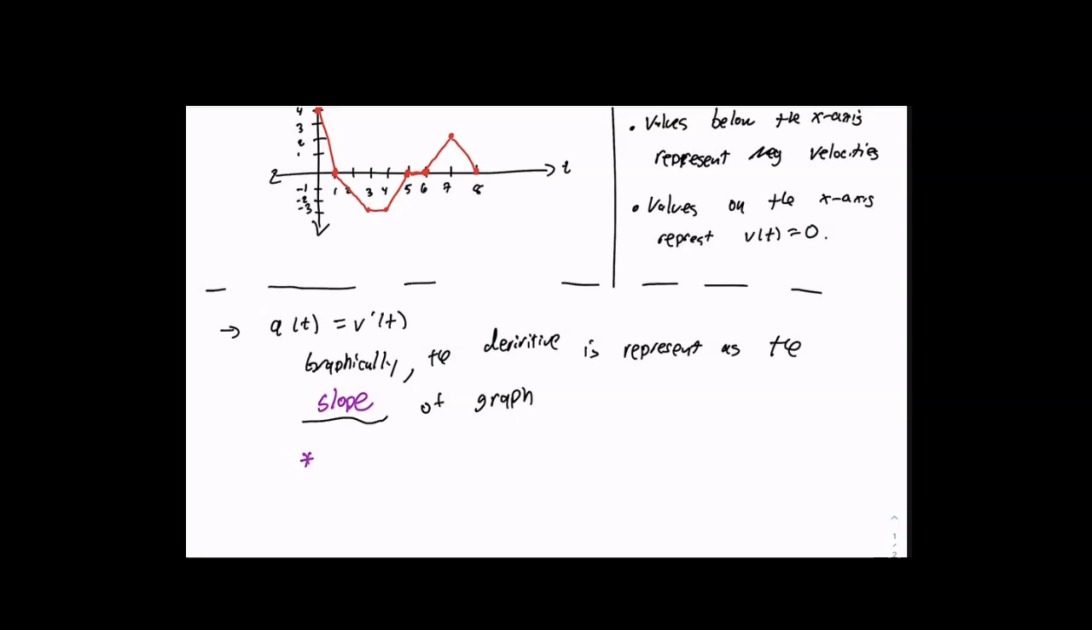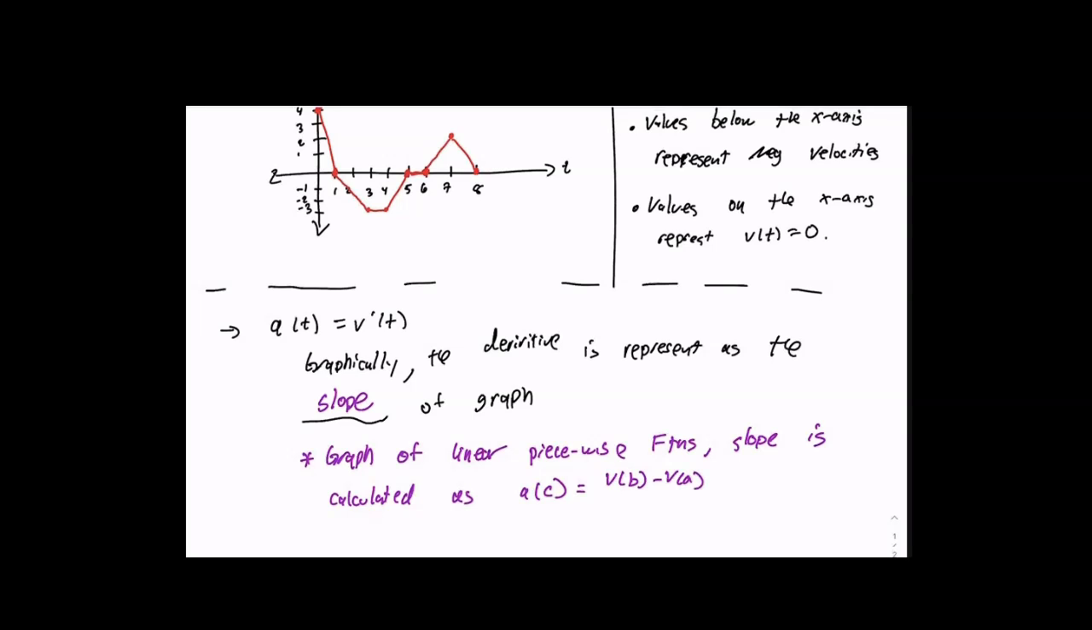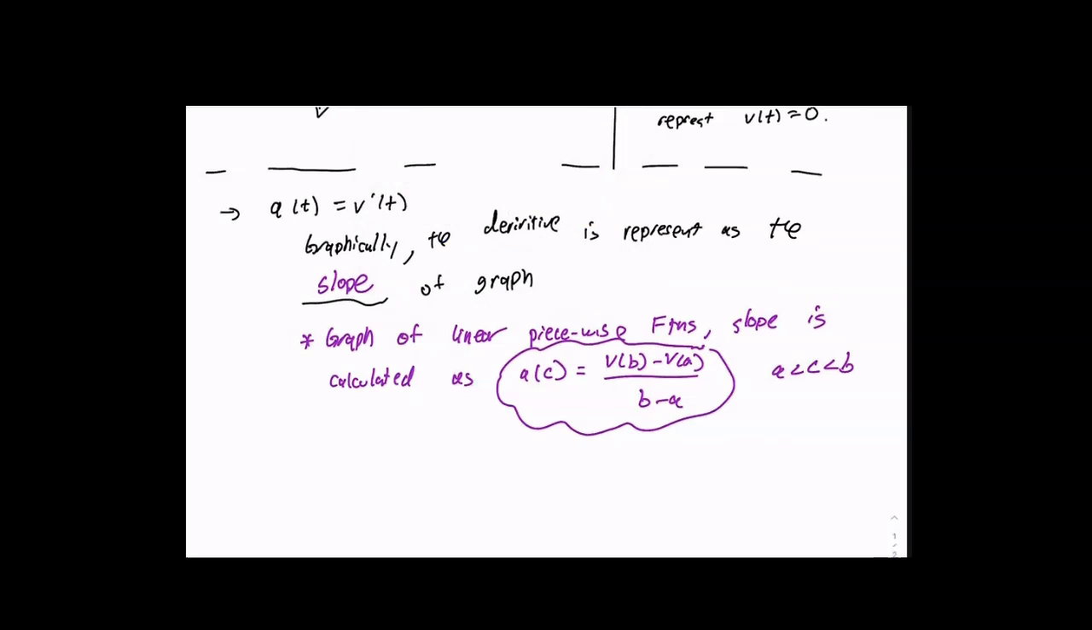As such, for these graphs of linear piecewise functions, slope is calculated as a of c is equal to velocity at b minus velocity at a over b minus a, for a less than c less than b. In other words, you're like, well, what does that mean?